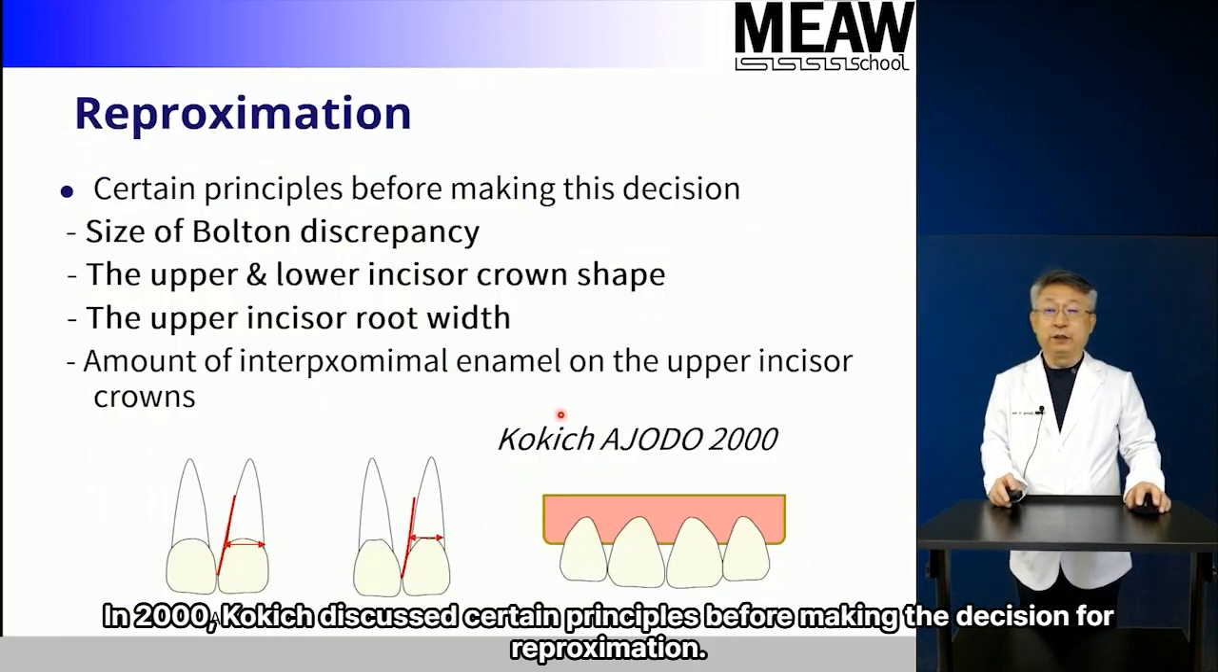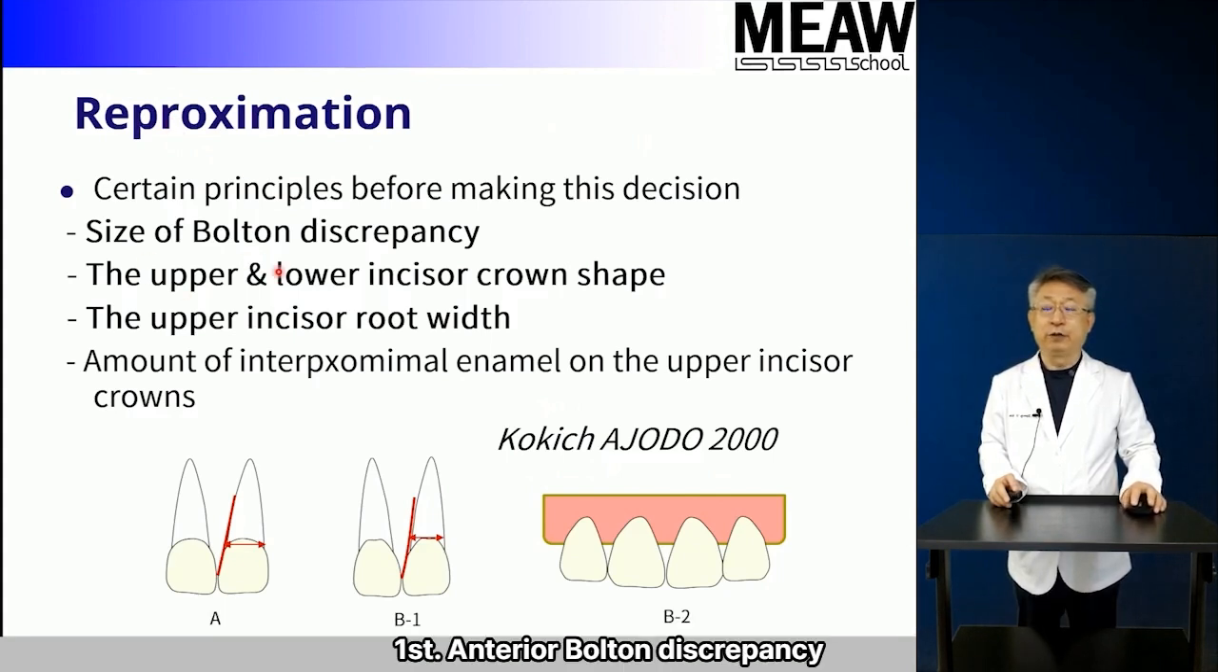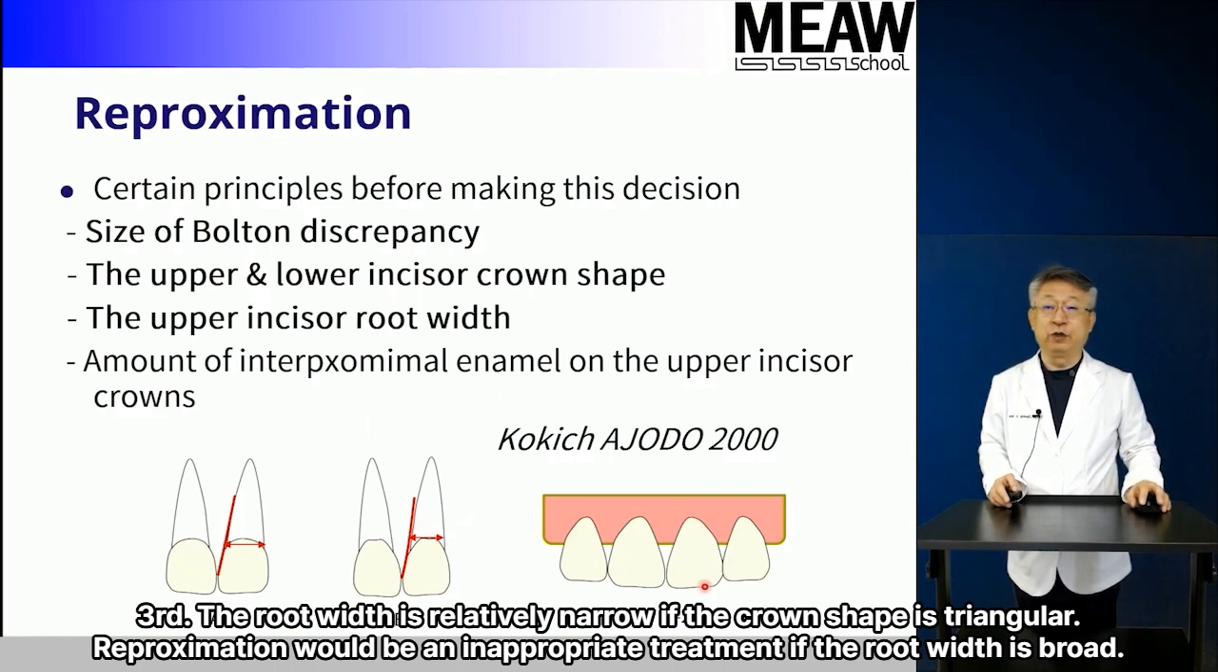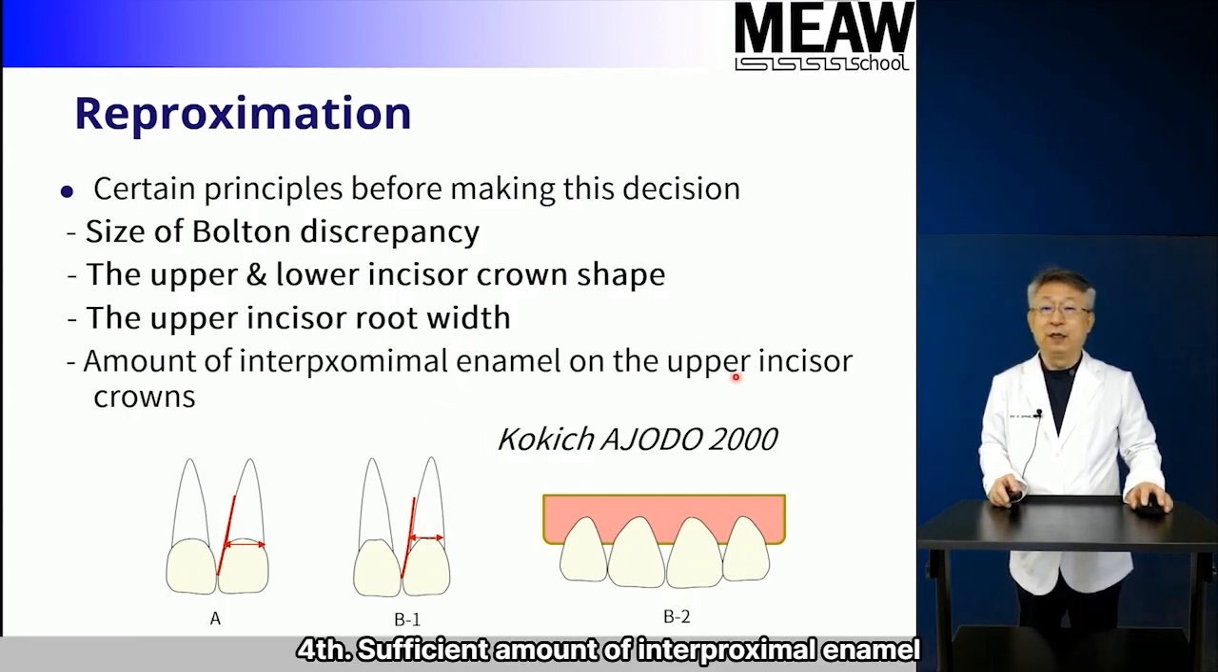In 2000, Kokich discussed certain principles before making the decision for reproximation. First, anterior Bolton discrepancy. Second, triangular crown shape of the incisors. Third, the root width is relatively narrow if the crown shape is triangular. Reproximation would be an inappropriate treatment if the root width is broad. Fourth, sufficient amount of interproximal enamel.